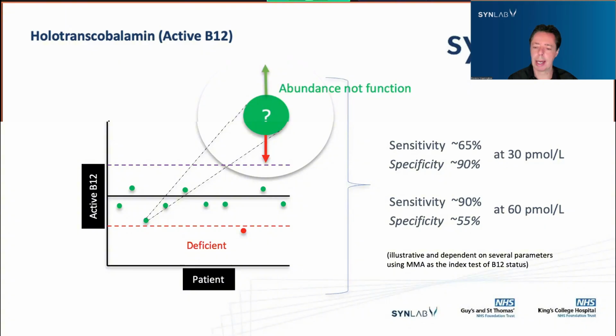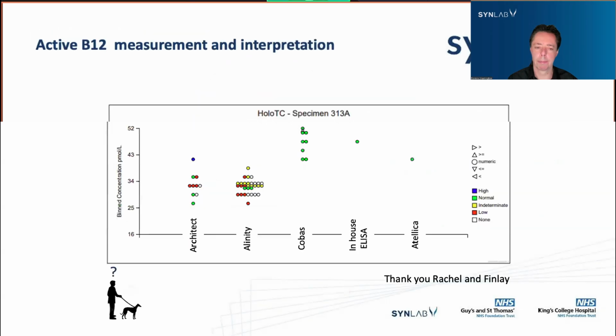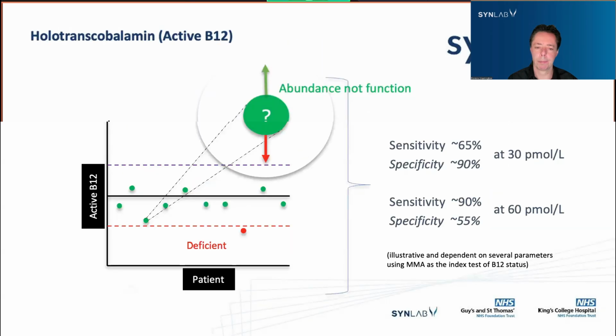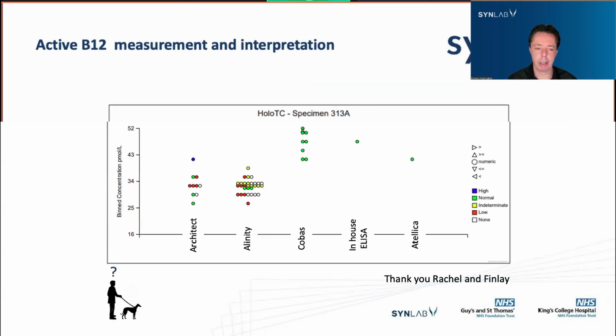of sensitivity for that assay, you will have a correspondingly poor specificity. If you want to boost your specificity, you can't do that without reducing your sensitivity. So if I was to send aliquots of my sample to all the labs that do active B12, would I be confused or would I have a definitive answer? Well, I'd still be confused.